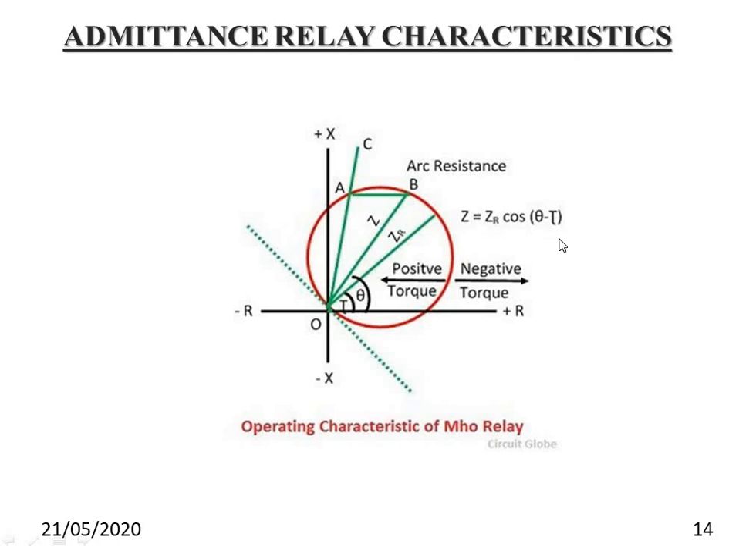Now you can see Z is equal to ZR cos of theta minus tau. Up to this line, if the value is within the limit, then the relay will operate. If the value is beyond this red line, then this is the negative torque region or the blocking region. In this way the admittance relay is working.